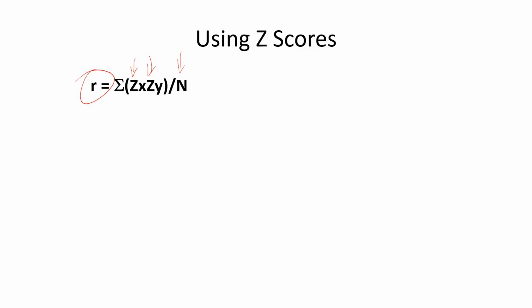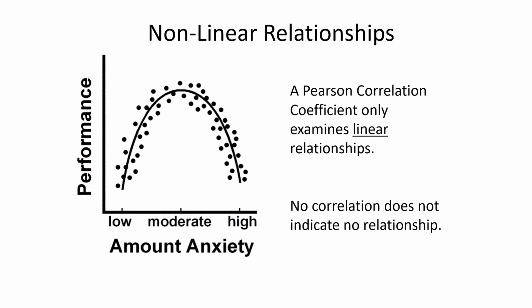You could get a 0 value, and getting an R value of 0 does not mean that there is no relationship. It just means that there is not a linear relationship. Specifically, you can have nonlinear relationships or curvilinear relationships. And since Pearson only examines linear relationships, if you've got something like this relationship that you're seeing here, it would indicate that there's no correlation between these two variables. So no correlation does not indicate no relationship.